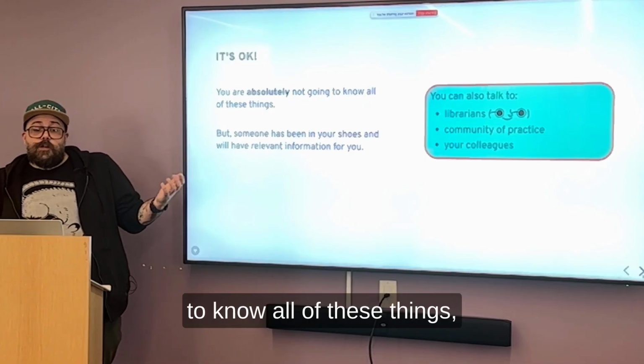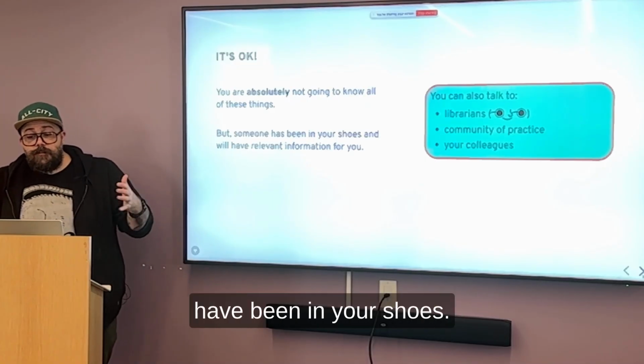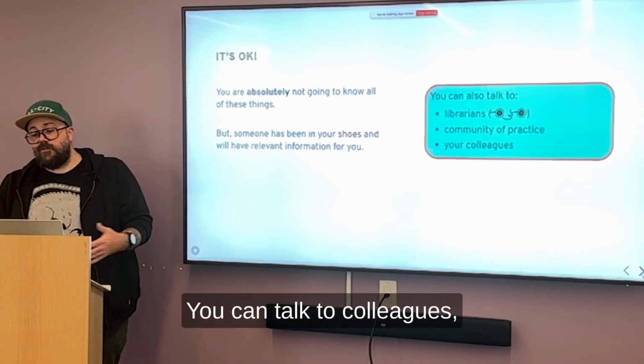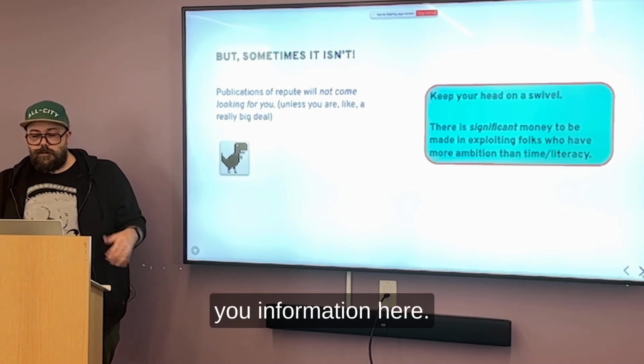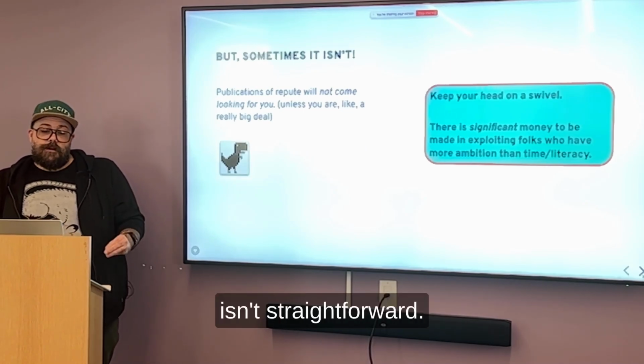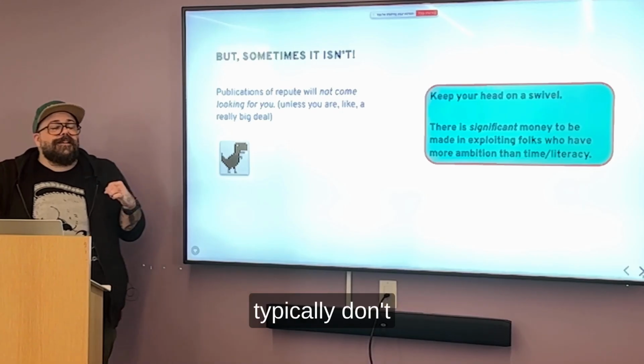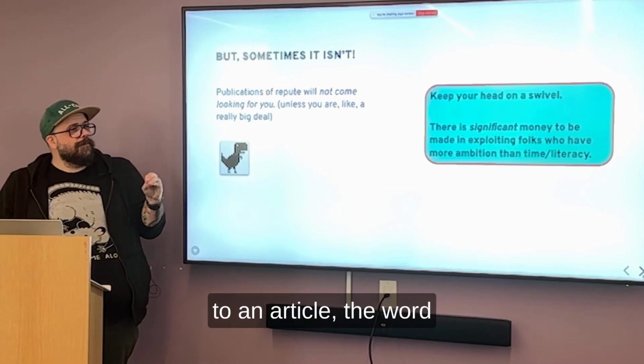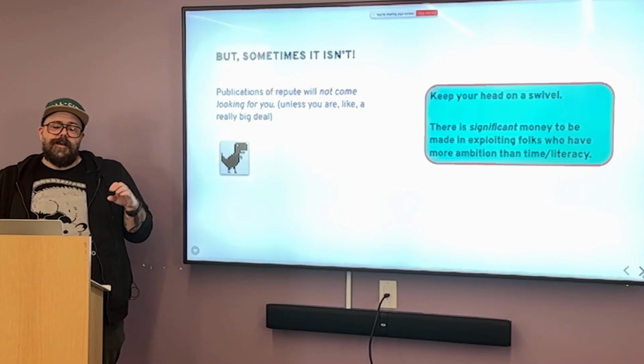You're absolutely not going to know all of these things, but other people have been in your shoes. So you can talk to librarians, other researchers in your field, colleagues, advisors. Other people can give you information here. But sometimes it isn't straightforward. Publications of repute typically don't come looking for you. So one of the things that happens in submission to an article, the word submission is very key.